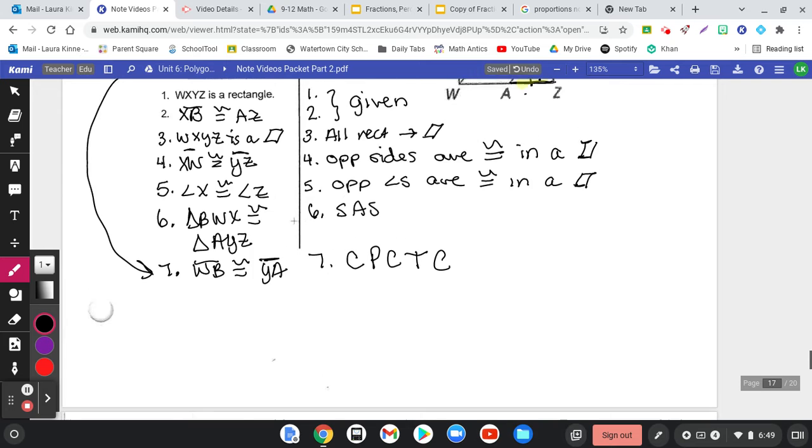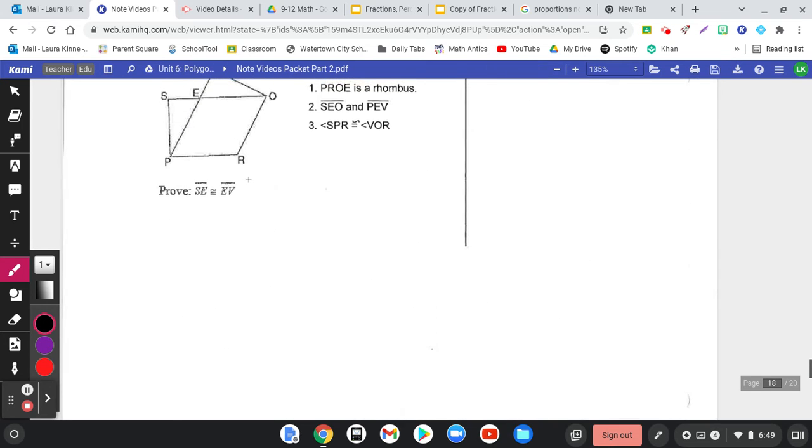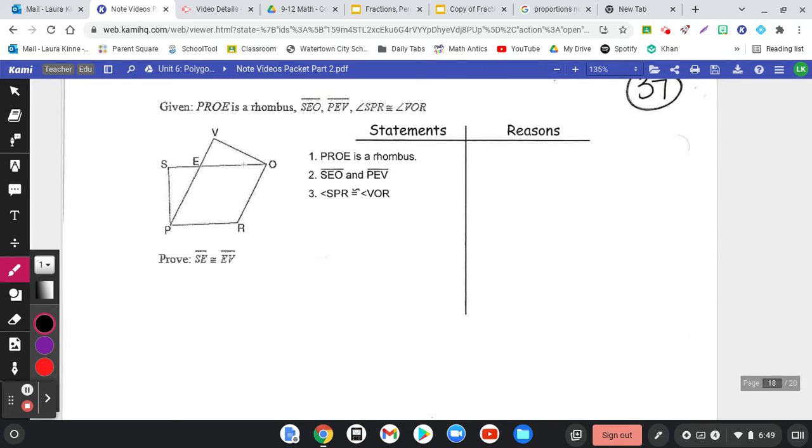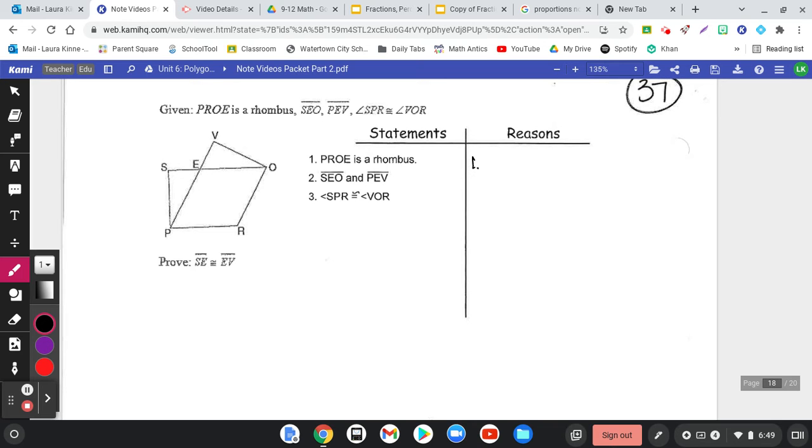All right, so let's look at one more, a little more complicated. So I put all your givens here, so 1, 2, and 3 are all given. And again, once in a while these will show up on the regions too, but a lot of times it's going to be those coordinate proofs we've been working with. Okay, so first of all, because PROE is a rhombus, we know that all 4 sides are congruent. All right, we'll deal with that in just a minute.